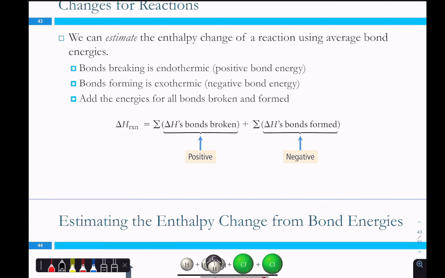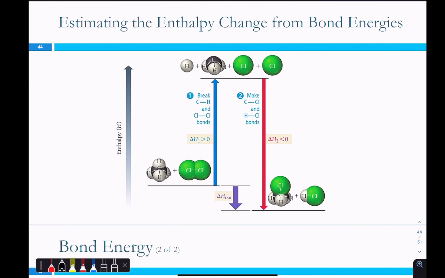And again, this follows from the idea that changes in enthalpy are state functions, meaning it doesn't matter how we get from A to B. The only thing that matters is the change in energy from A to B. So we've got some amount of energy it would take to break at least one of the bonds here, because we're only taking one of the hydrogens off, and to break the chlorine bond, and then the amount of energy it takes to make the new bonds. The difference between those two states, our products and reactants, is the delta H of the reaction.